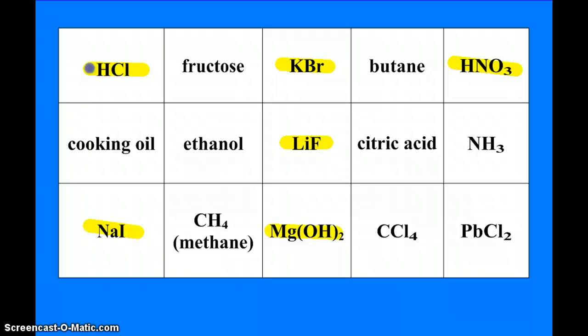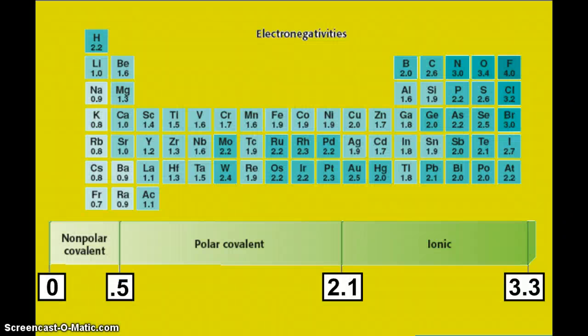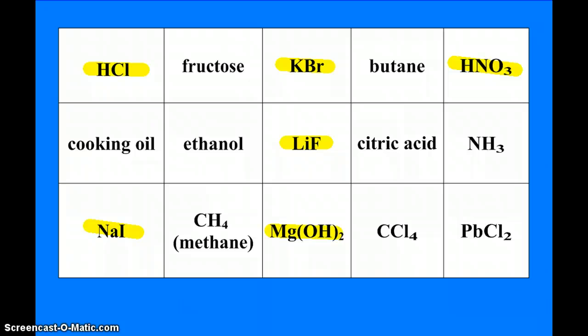Again, like potassium bromide and sodium iodide, I know they weren't in your packet, but if you look at that electronegativity chart, sodium 0.9, iodine 2.7, that's a difference of 1.8. It's polar, so we definitely know it will dissolve in water and will be a good electrolyte. So that's how you can use that chart.